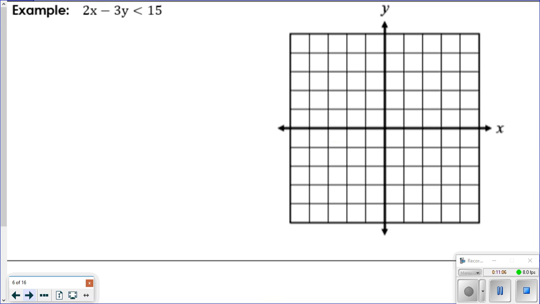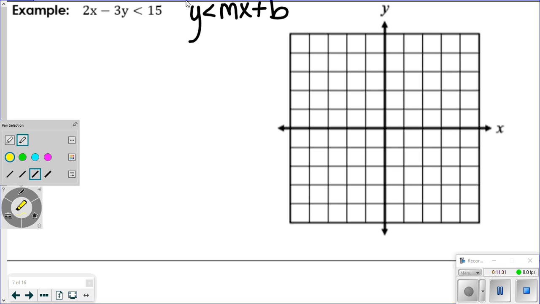So we're going to graph the example that we dealt with above. The 2x minus 3y is less than 15. Okay, this is in standard form. It's not in slope-intercept form yet. So we need to convert it to slope-intercept form, so that y is completely alone or isolated. We want y all by itself.